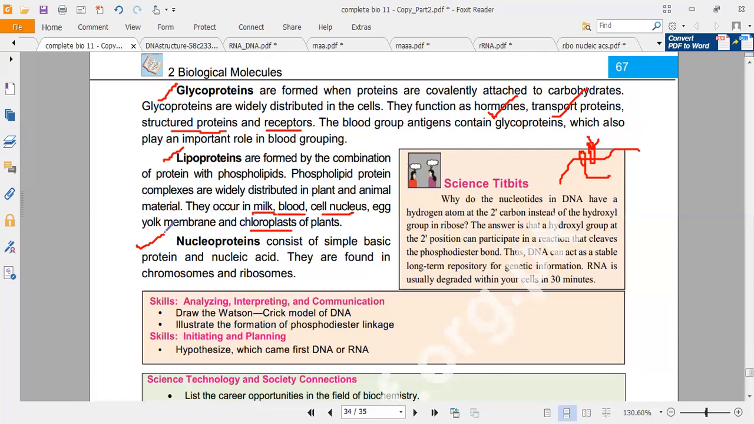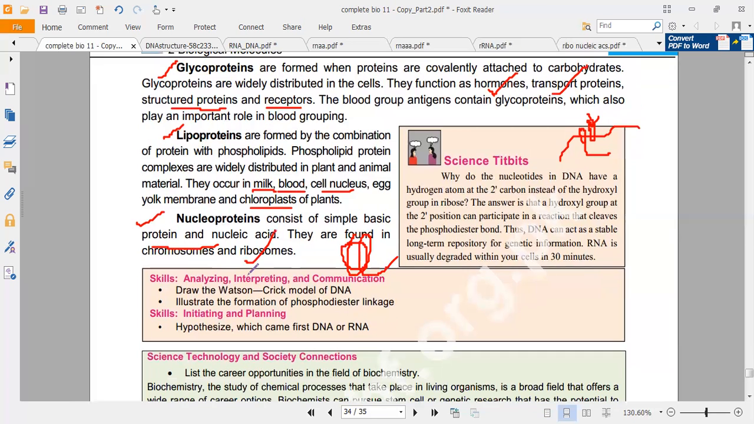Let's talk about nucleoprotein. It consists of simple basic proteins with nucleic acid, and they are found in chromosomes and ribosomes. Like nucleic acid, DNA is twisted around the histone protein. We have studied the structure in grade 10, so that is also nucleoprotein.